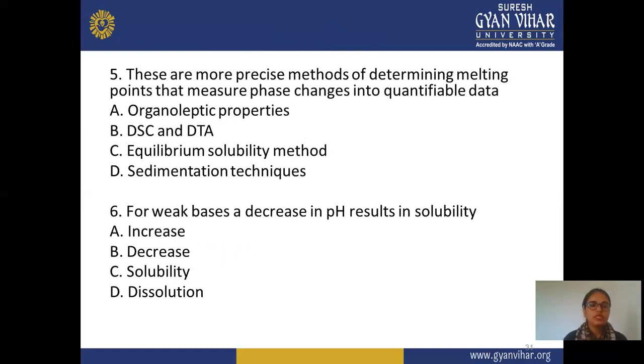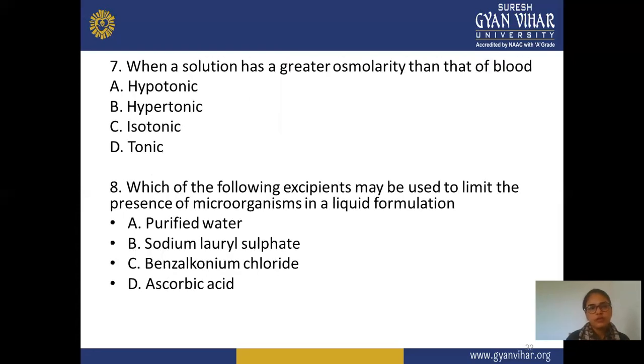Now, in the fifth question, the more precise methods for determining the melting point measure the phase change into characterizable data. A is organoleptic property. B is DSC and DTA. C is equilibrium solubility method. D is sedimentation technique. In the sixth question, for weak bases, a decrease in pH results in what change in solubility? A is increase, B is decrease, C is solubility, D is dissolution. Next, in the seventh question, when a solution has a greater osmolarity than that of blood, it is A hypertonic, B hypotonic, C isotonic, D tonic.